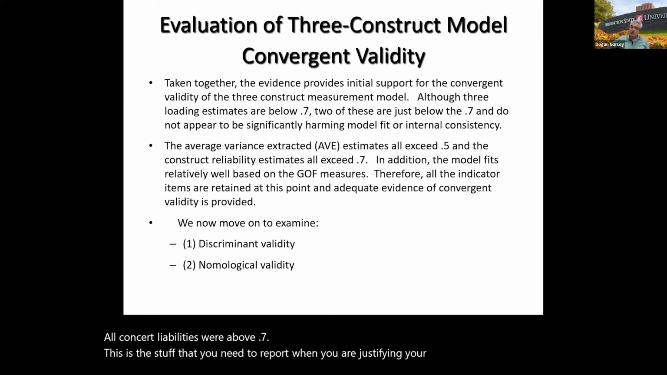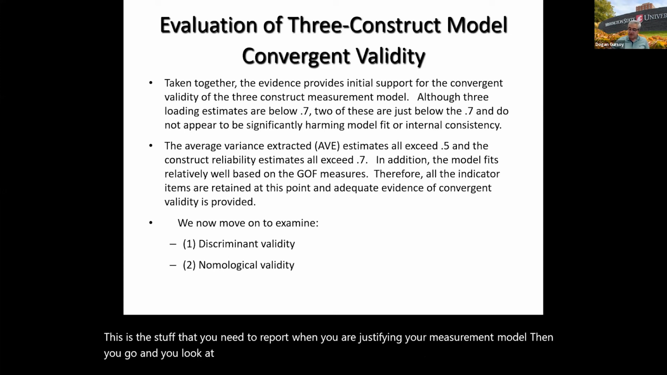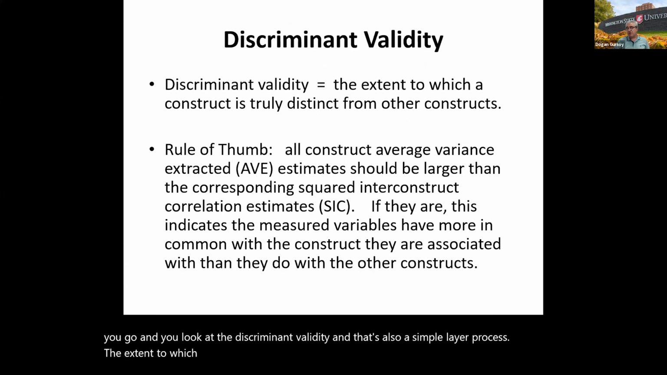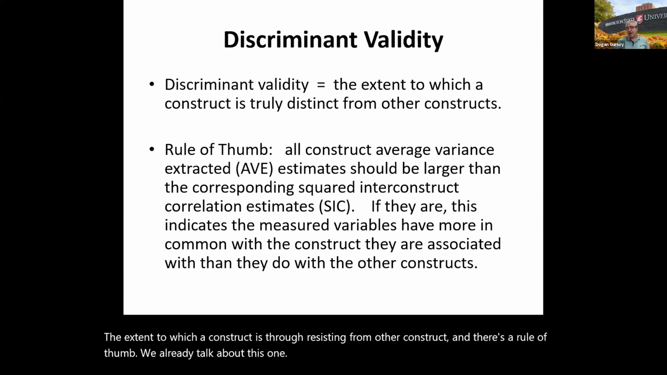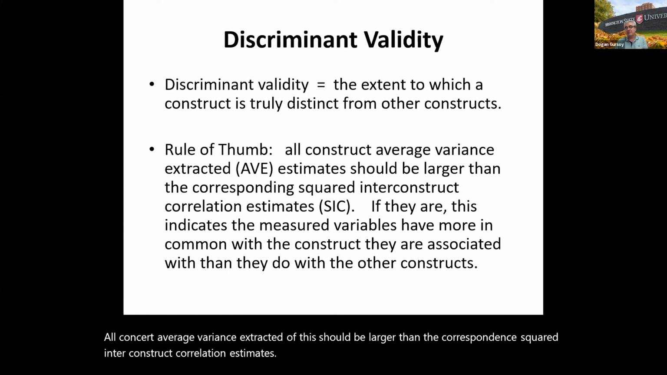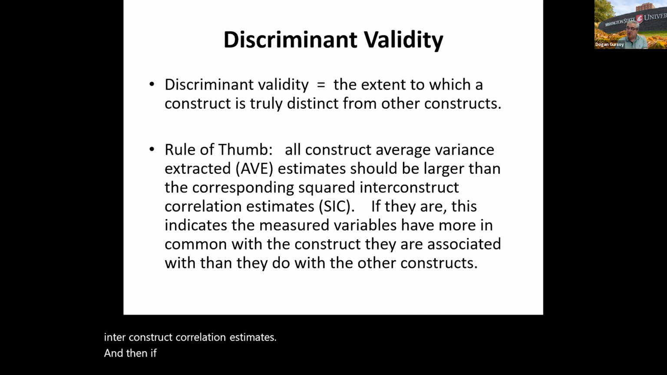Then you go and look at the discriminant validity. And that's also a simple process. It is the extent to which a construct is truly distinct from other constructs. And there's a rule of thumb. We already talked about this one. All construct average variance extracted estimates should be larger than the corresponding squared interconstruct correlation estimates. And if they are, then your measures are okay.